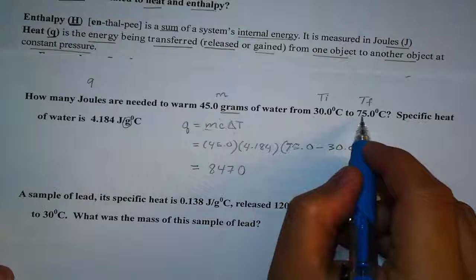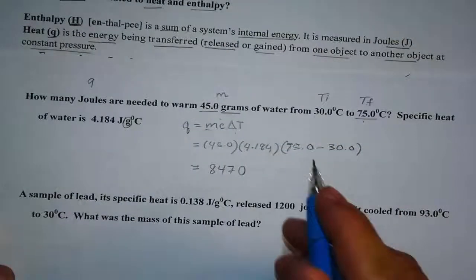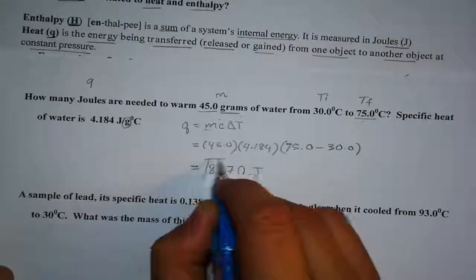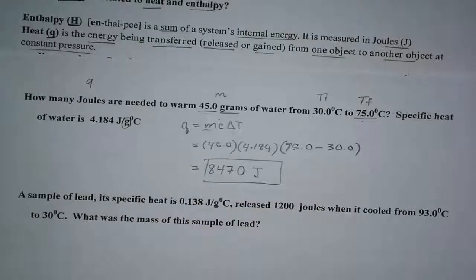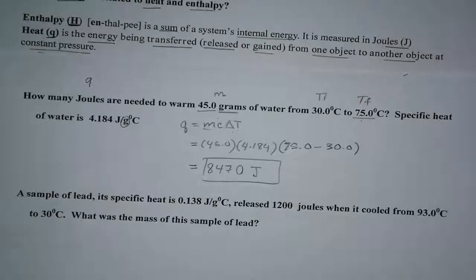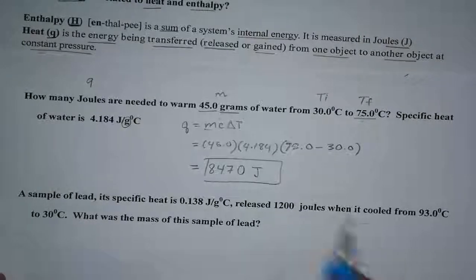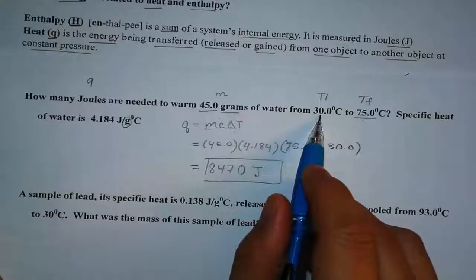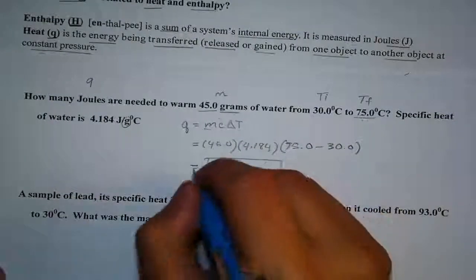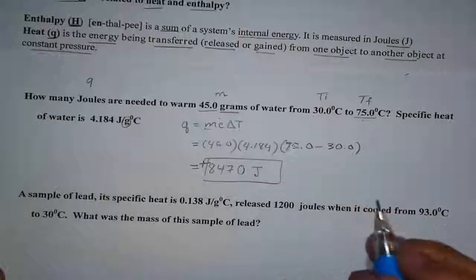Isn't that easy? So if you plug this into your calculator, what you have is 8470. And we want to keep 3 sig figs. So what is the unit for Q again? Of course, it's joules. And there you go, that is your answer. Now in this case, what happened to the system? Is it gaining or losing energy? Well, let's look at this water. It's starting from a very cold temperature of 30 degrees and getting really hot to 75. So the only way that's possible is by gaining energy.